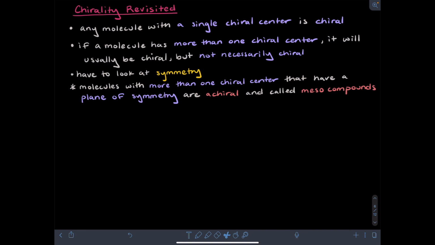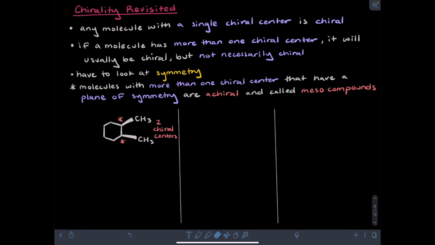A molecule that has more than one chiral center that contains a plane of symmetry within the molecule is an achiral molecule. And we term this type of molecule a meso compound. I'm going to show you 3 examples of molecules containing planes of symmetry. Here's an example where you have a 6-membered ring with methyl groups wedged on neighboring carbons. This molecule contains 2 chiral centers.